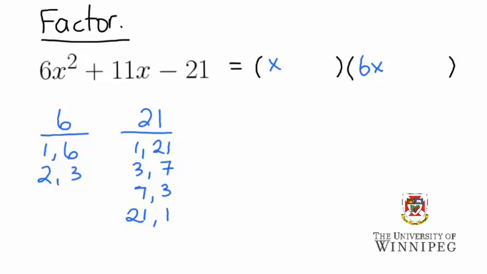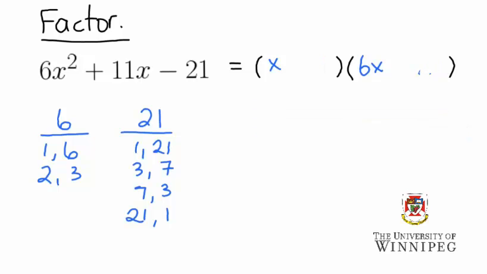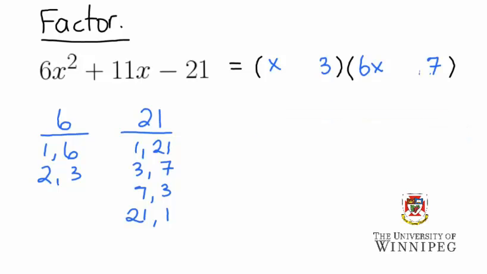Let's begin with 1 and 21. If I multiply the two outside terms, I get 21x, the two inside terms give me 6x, and this isn't going to get us to 11. So it can't be 1 and 21 that we need. So I'm going to move on to the next pair, which is 3 and 7. The two outside terms give us 7x, and the two inside terms give us 18x. Notice, if we put a plus sign in front of our 18x and a minus sign in front of our 7x, that difference is going to give us 11. So these are the possible factor pairs that we need. I'm just going to circle them in red: 1 and 6, and 3 and 7.